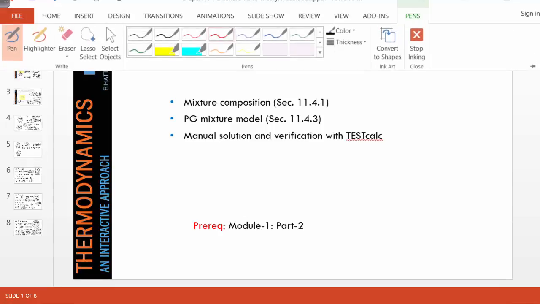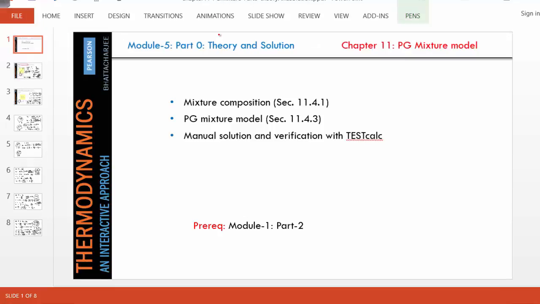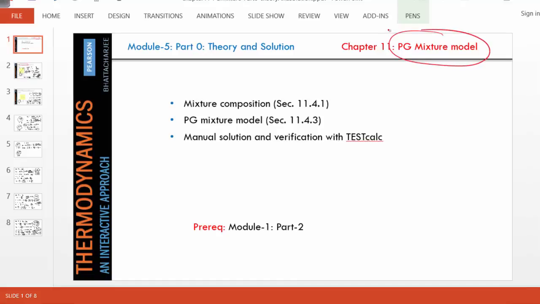Welcome to Module 5, Part 0. We'll go over gas mixture. Specifically, we'll use perfect gas mixture model. We'll introduce a new model, a PG mixture model, to describe a gas mixture. And we'll solve a problem, simple problem, with verification, of course.